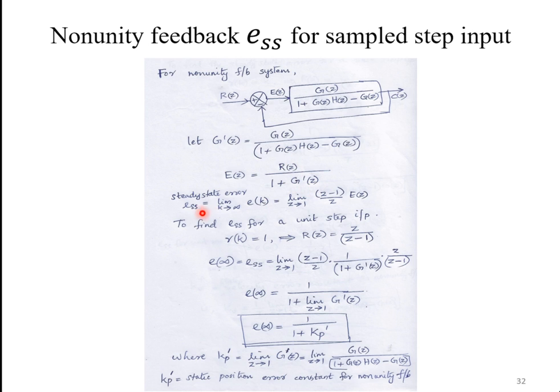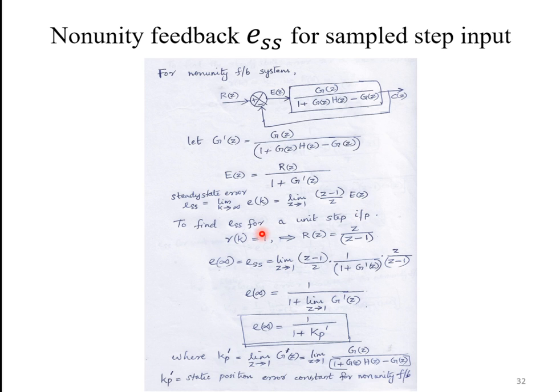So the steady state error e_ss is equal to the limit as k tends to infinity of e(k), which equals the limit as z tends to 1 of (z minus 1) by z into E(z). That is by the final value theorem, which we have already proved. The limit as k tends to infinity of e(k), the final value of e(k), is your steady state error, and that equals the limit as z tends to 1 of (z minus 1) by z into E(z), as derived in the last module.